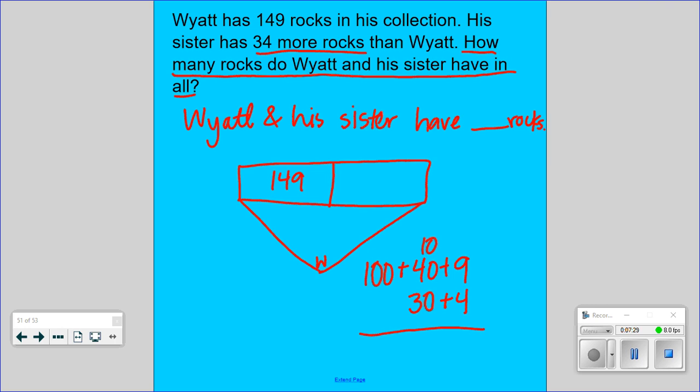Where's that leftover 3 going to go? Gavin, tell Annabella, where's that leftover 3 going to go? The leftover 3 is going to go into the 1s. Annabella, where's the leftover 3 going to go? Not on top of 1, no.